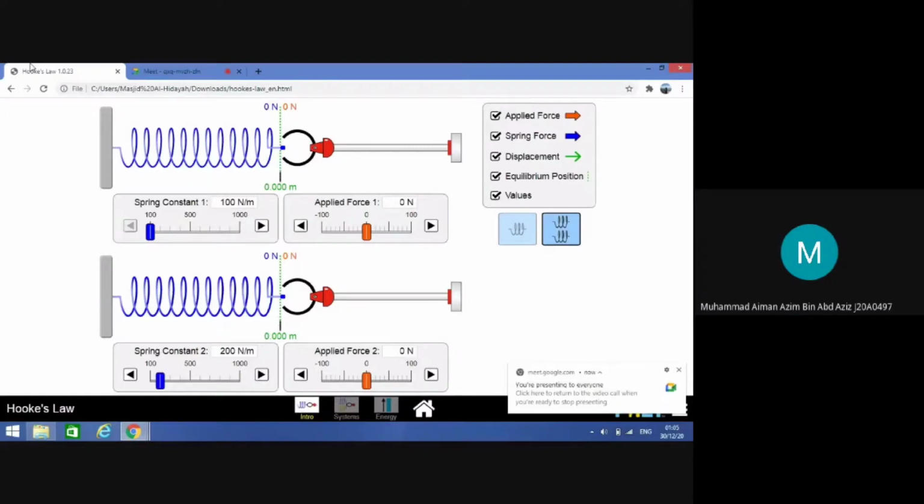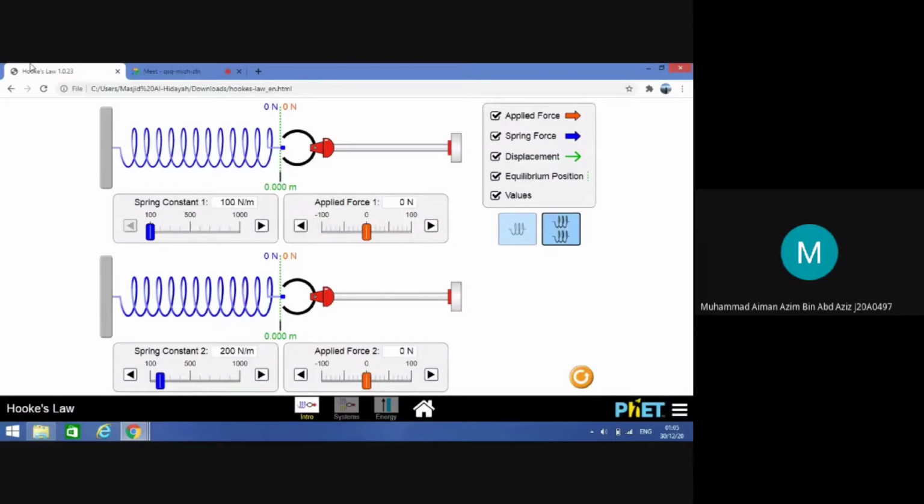In the experiment, we have been given applied force, spring force, displacement, equilibrium position and value. The applied force is the orange arrow, spring force is the blue arrow, displacement is the green arrow, equilibrium is the green line, and the value is on the arrow.